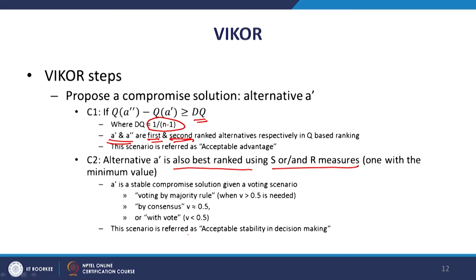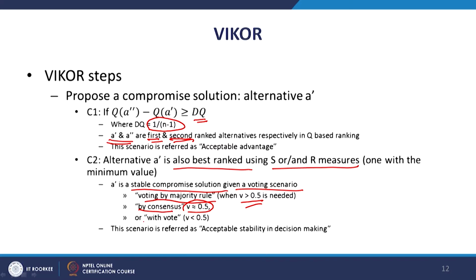Let us talk about different scenarios for C2. A dash is actually a stable compromise solution given a voting scenario. We talked about V being the weight for the strategy. Here you can see different scenarios that could be there for different strategies. If voting by majority rule is only accepted, then the value of V is to be greater than 0.5. If the voting is by consensus, then the value of V should be approximately 0.5.